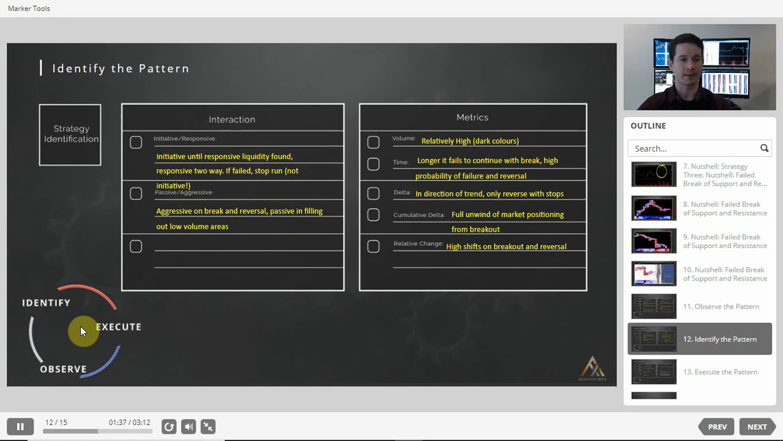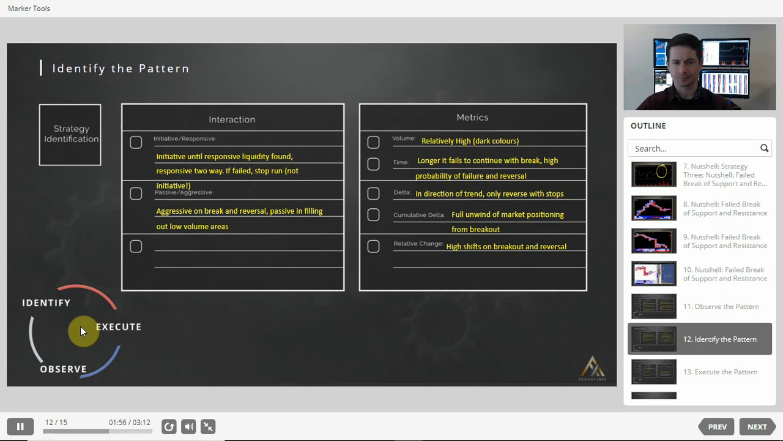out. Okay, in terms of the passive-aggressive nature of the interaction: aggressive on the break and reversal, passive in filling out the low volume area. We spoke a lot about that. Be patient when the market's filling out a breakpoint. It can take a couple of hours to fill it out before beginning the process of the unwind.